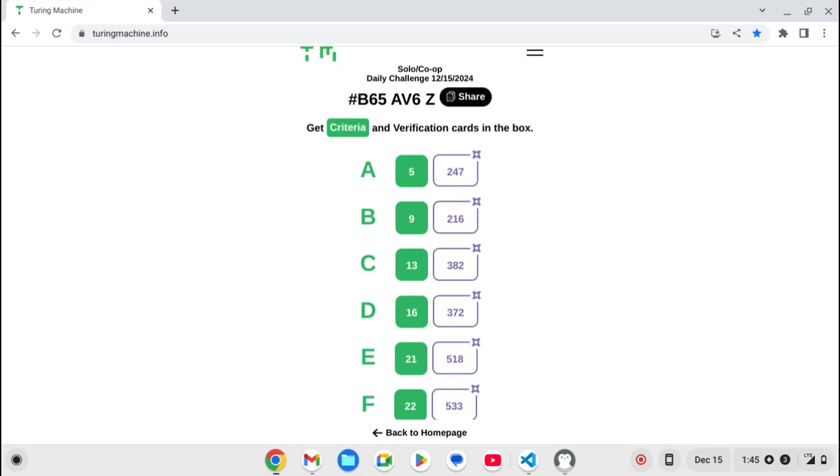Let's begin. Today's December 15th, 2024, and we're solving the Daily Turing Machine Puzzle. Today's puzzle uses the following 6 criteria cards: 5, 9, 13, 16, 21, and 22, and the puzzle uses the purple verification cards. The code above is your way to get more information on today's puzzle by searching the code on turingmachine.info. Let's go solve.